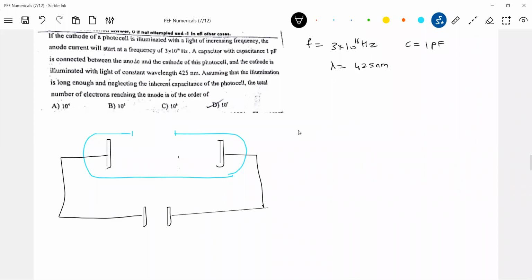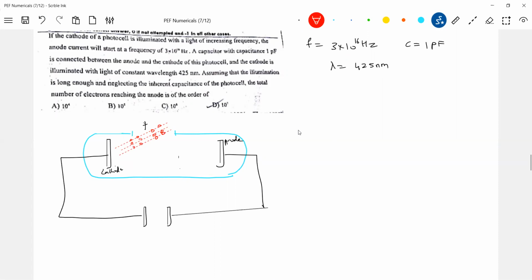This is the cathode, anode. It is telling the cathode of a photocell, the one which will emit, and the one which will collect will be the anode. So this is the anode, this is the cathode, and the light is incident. Get into the problem now.